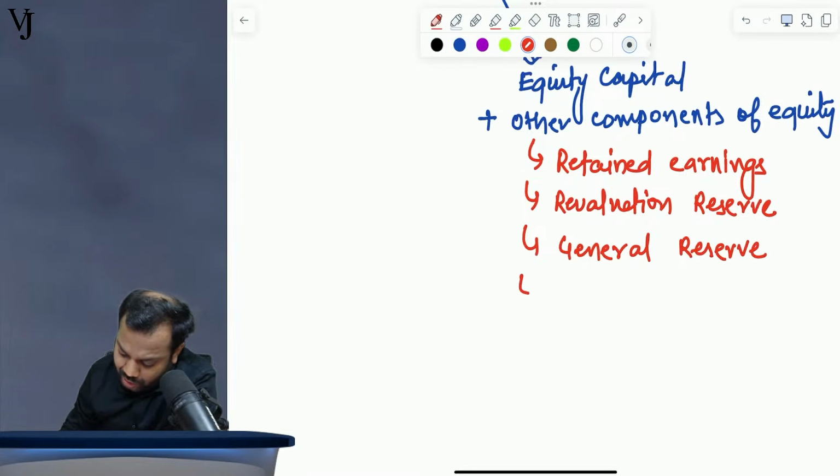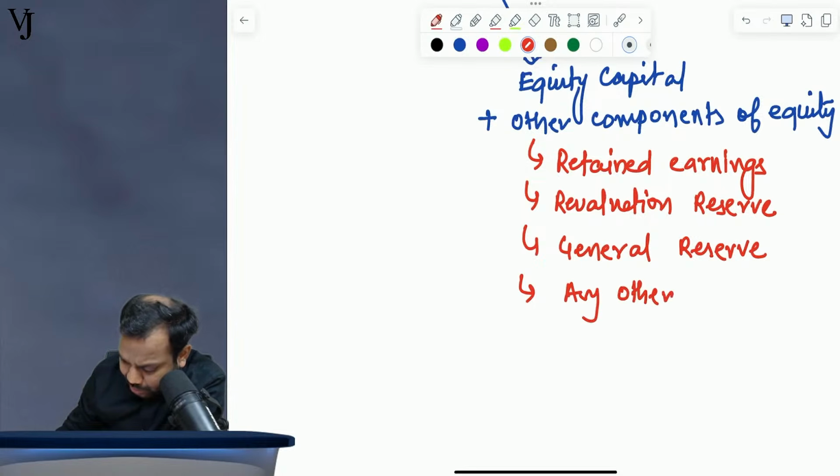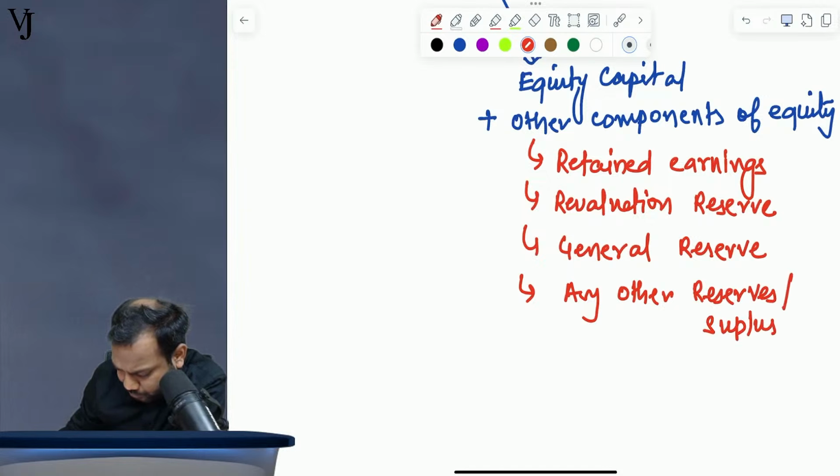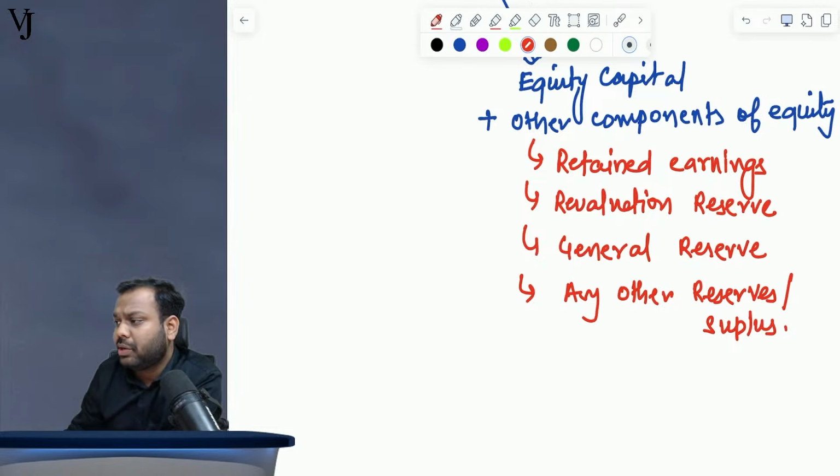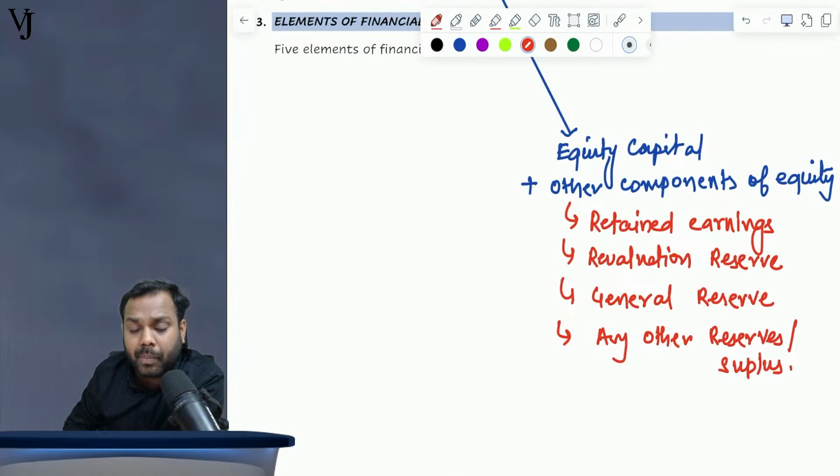It can have, you can say, any other reserves, surplus. It can have any other reserves or surplus. That is what is called other components of equity.